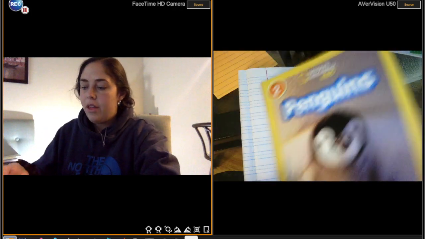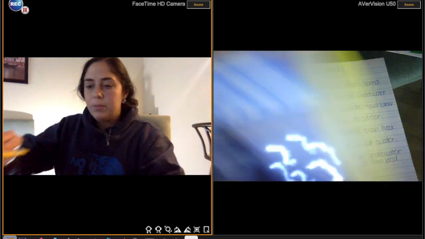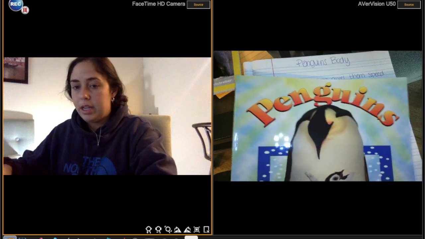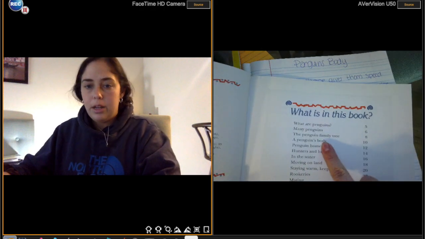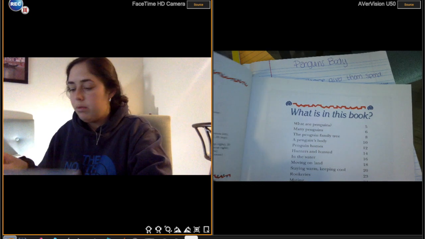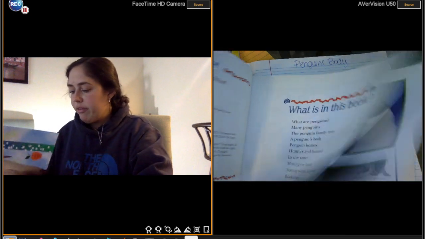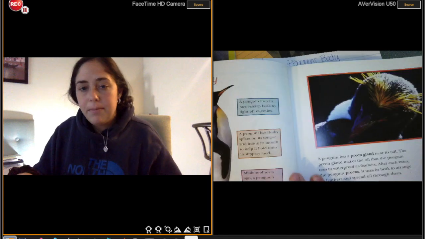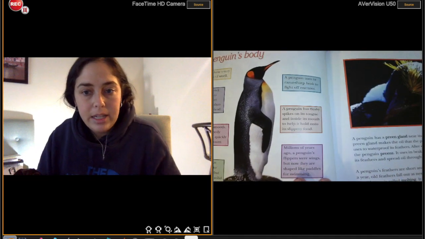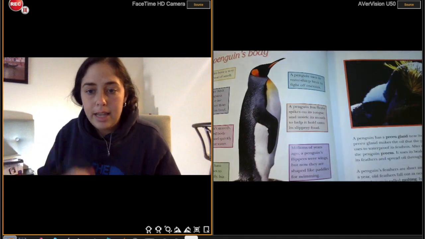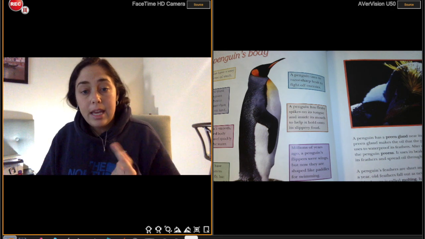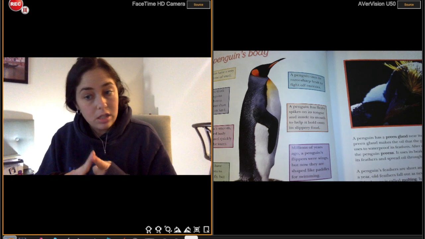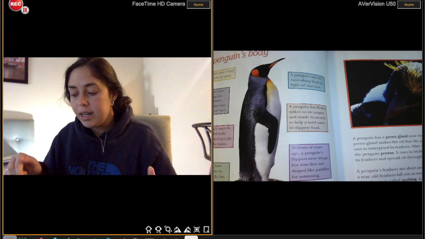So now that I have all that information from my first book, I'm going to move to this book, and I'm going to find the chapter about penguin bodies in this one on the table of contents. So I found penguin bodies on page 10. I'm going to flip to that, and I'm going to do the same thing I did before. I'm going to take a few minutes and read the whole section about a penguin's body and think to myself, okay, is this new information? If so, then it's probably going to be important and I can write it down.